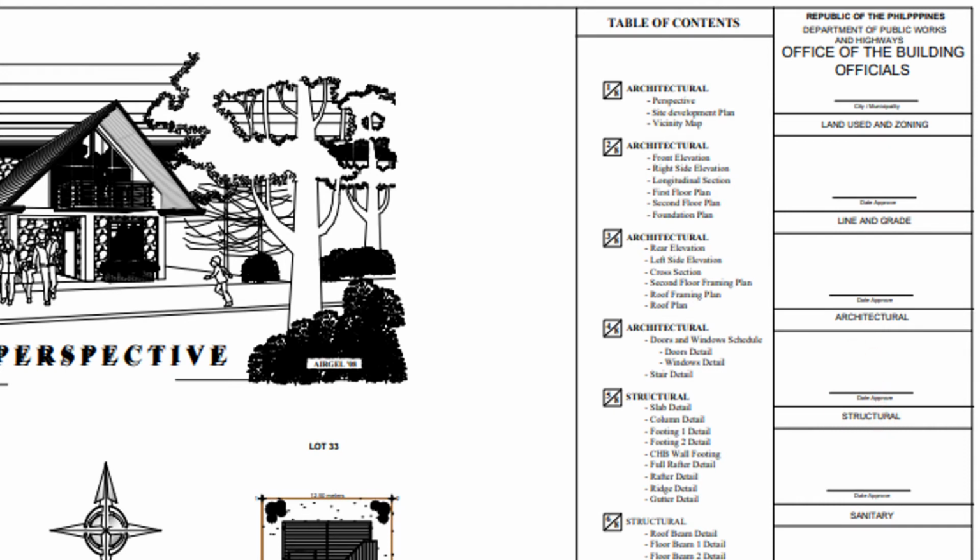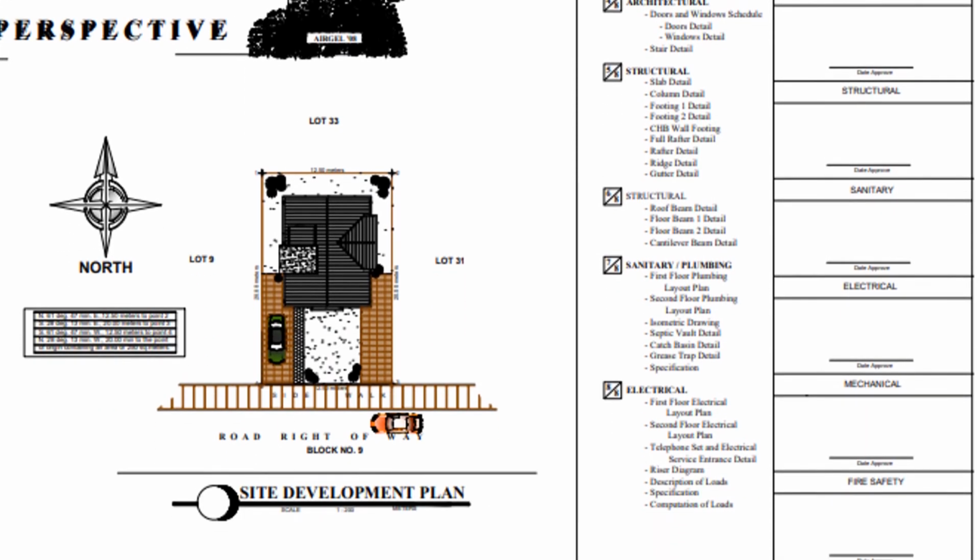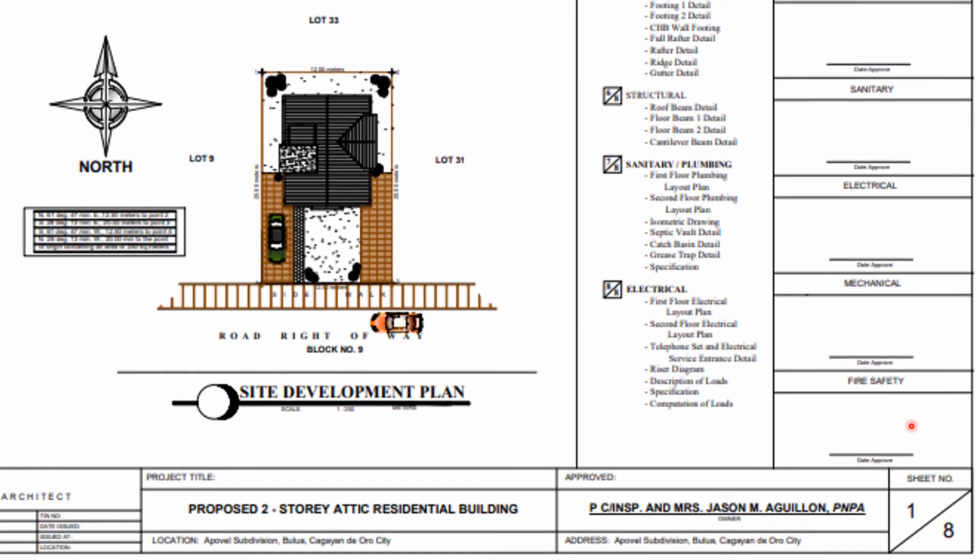Architectural, structural, yung sanitary, electrical, mechanical, yung fire safety. So, pag mag-a-apply ka ng building permit, kailangan na permahan yung part na to. Maraming i-check. So, ito pa: sanitary, plumbing, electrical. Nandito yung approved by, this is the owner. Ito yung owner natin.